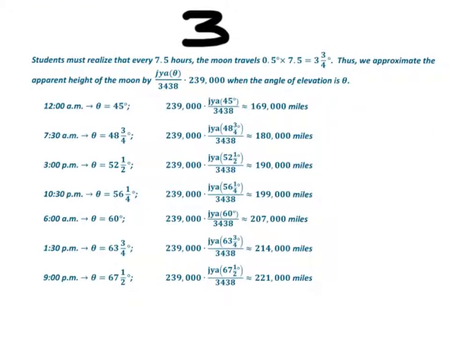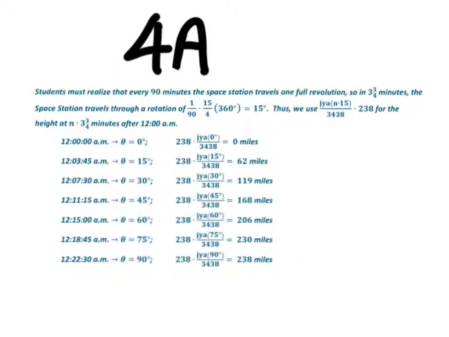All right, number 3, you had to figure out how many miles the item was away, and that would be 169,000, 180,000, and so on. You can check the rest on your own. All right, here's 4A. This was about the space station. And you should have answers of 0, 62, 119, 168, 206, 230, and 238.